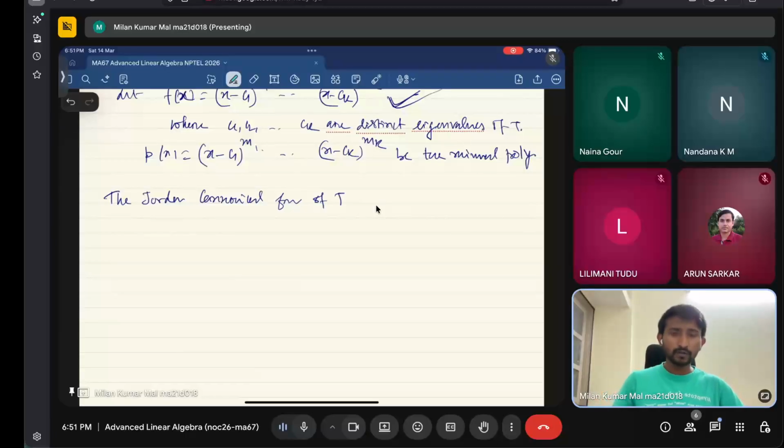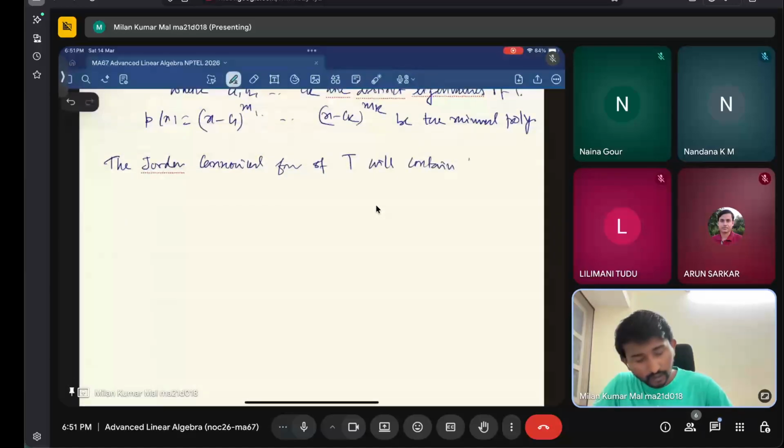There is no problem with the basis, because whatever basis you may use, the Jordan canonical form will be the same. Matrix representations are similar, and the Jordan canonical form is the same for two similar matrices. That's why it is not going to create any chaos. So the Jordan canonical form of T will contain diagonal blocks.